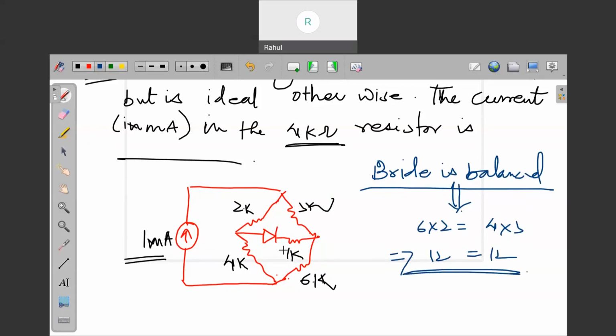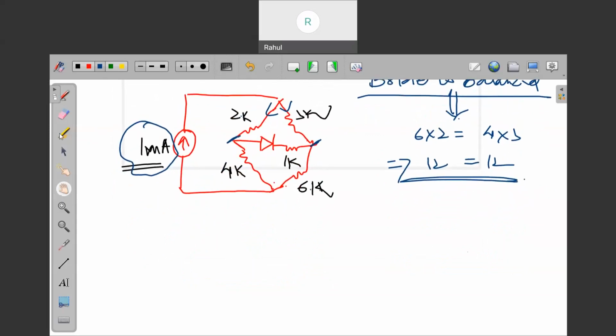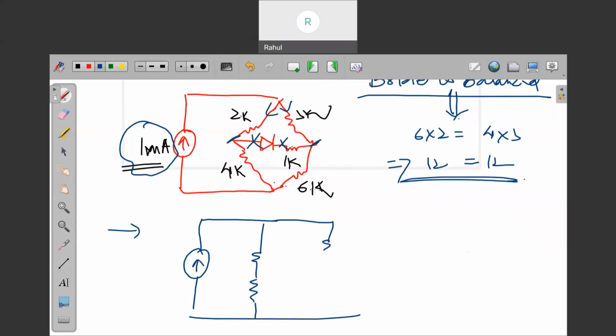If the bridge is balanced, this will be completely open circuited. Here to here, no current will flow. So this 1 milliampere current will be divided in 2 branches. This is a simple network problem then, because the current will not flow through the diode, since the network is balanced. So we can redraw the circuit for the balanced one. Now these are the resistances, and this is simply a current division problem. Here you can apply the current division rule.